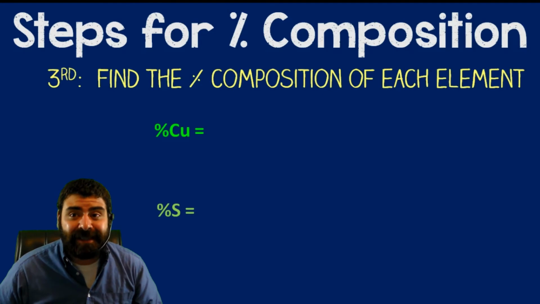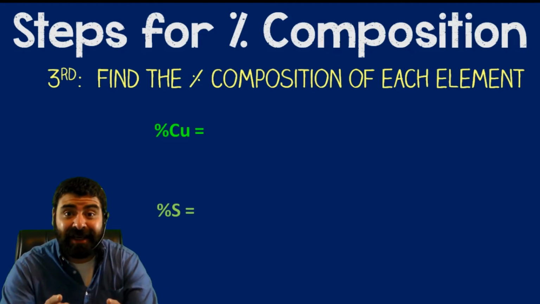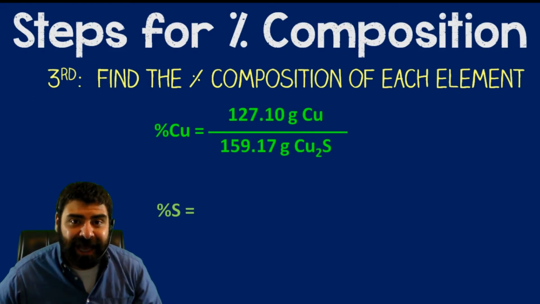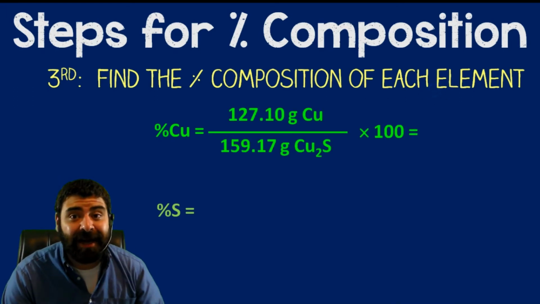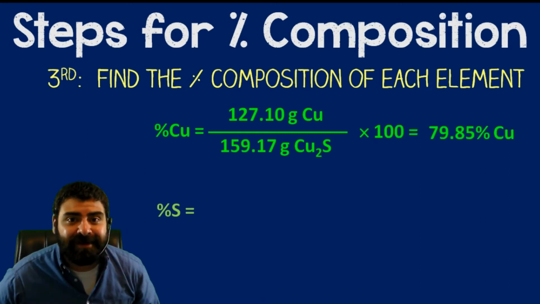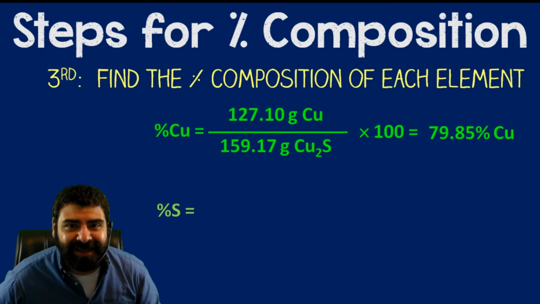Next, you can find the percent composition of each element. Looking for the percent of copper, you take the mass of copper and divide it by the total mass. Don't forget to multiply by 100, and you get a percent of 79.85% copper in this compound.